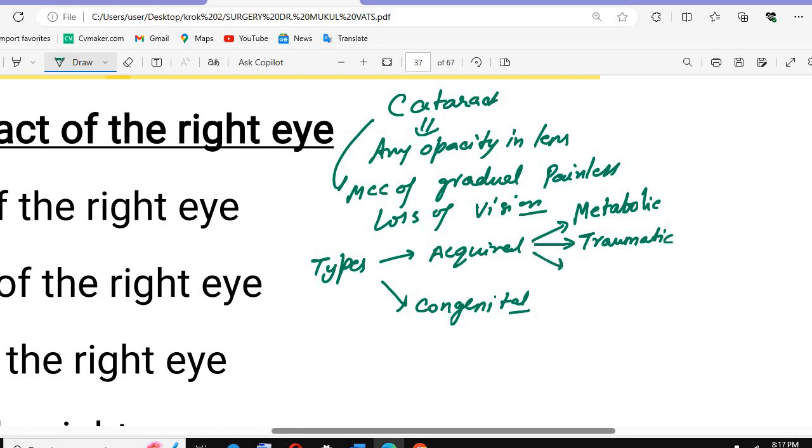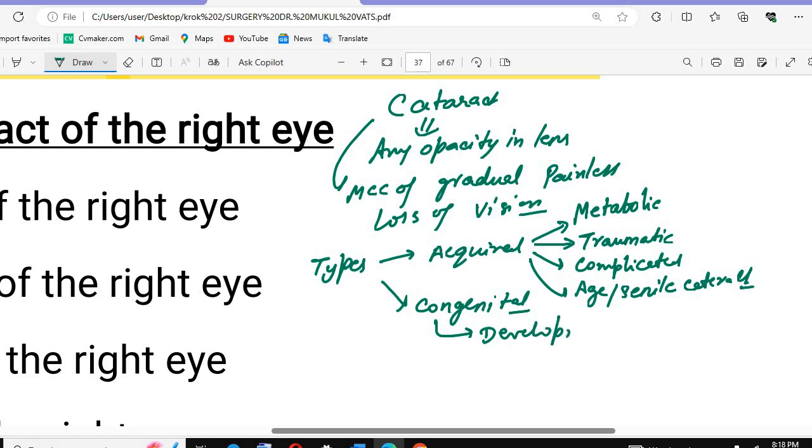Then the traumatic cataract. After that we have the complicated cataract, or the age-related or senile cataract. I think we discussed senile cataract in yesterday's last class. Then we have the congenital cataract, which involves the developmental cataract or the infantile cataract. The second one is the infantile. So you need to remember that.